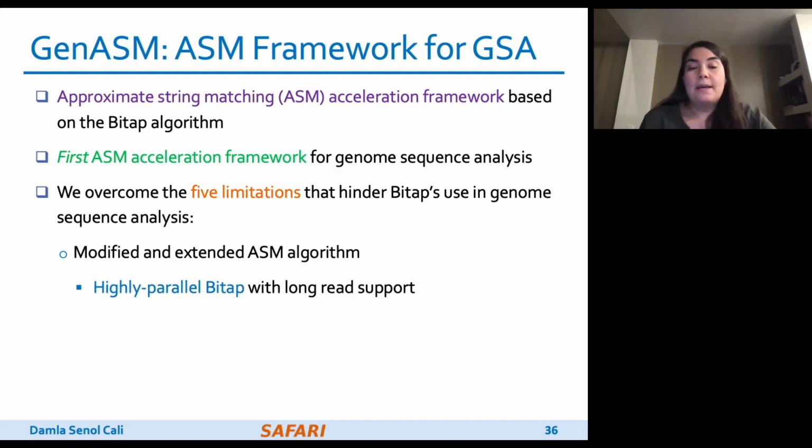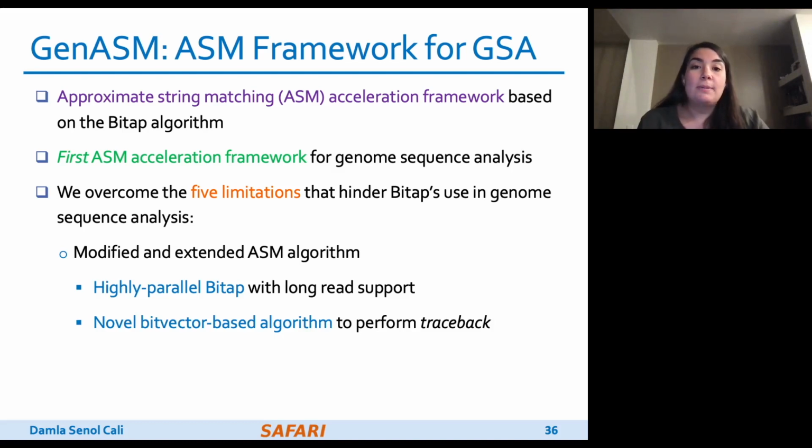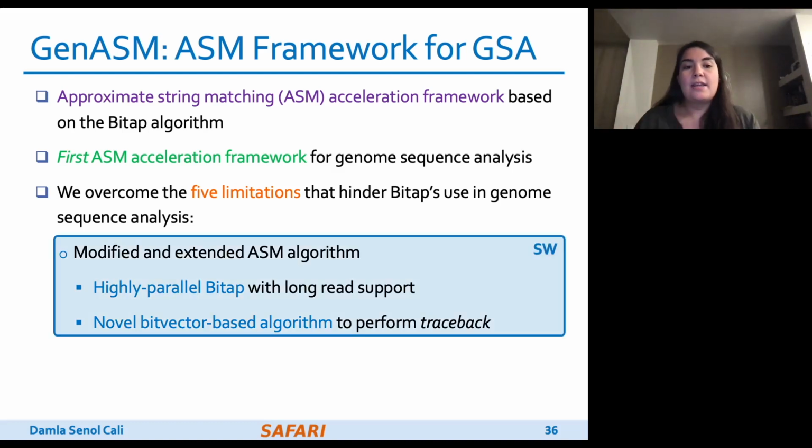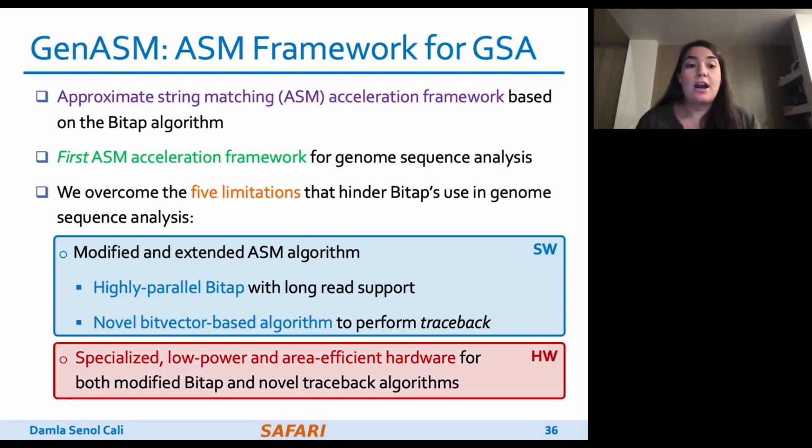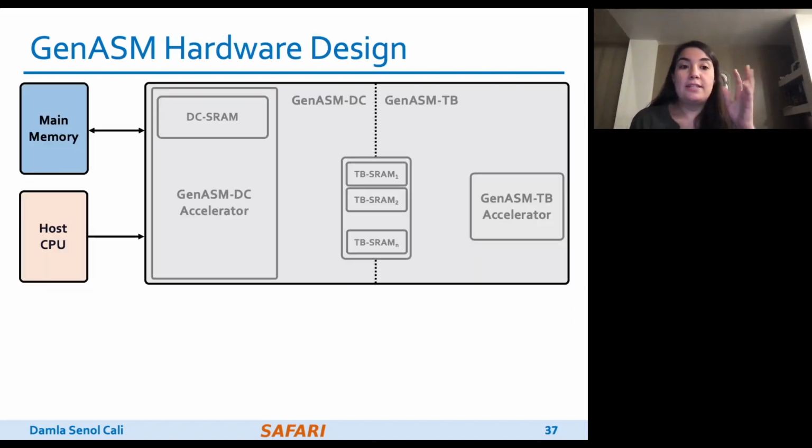First, we modify the BitAP algorithm by extending it to support long reads and by eliminating loop carry data dependencies to enable parallelization. Second, we develop a novel BitAP-compatible algorithm for traceback, which uses information collected during ASM about the different types of errors to identify the optimal alignment of reads. So these are the algorithmic contributions of GenASM. And third, we co-design specialized low power and area efficient hardware for both algorithms, and this covers the hardware level contributions of GenASM. So let's look at the hardware design of GenASM.